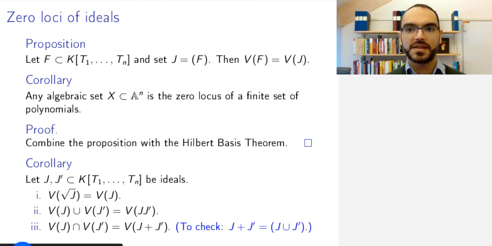So now we have the basics of algebraic sets, and we can move on and do more complicated, more interesting stuff with them, and that is the topic for the next lecture.